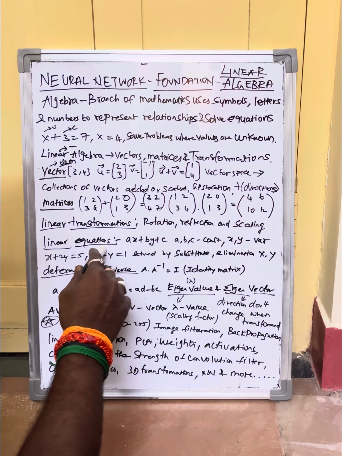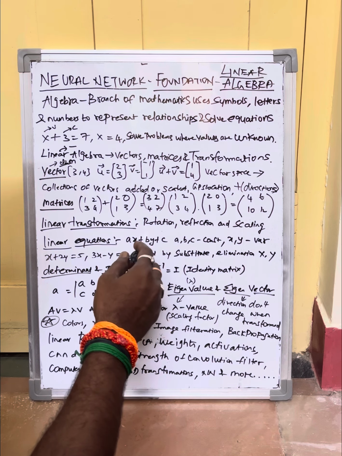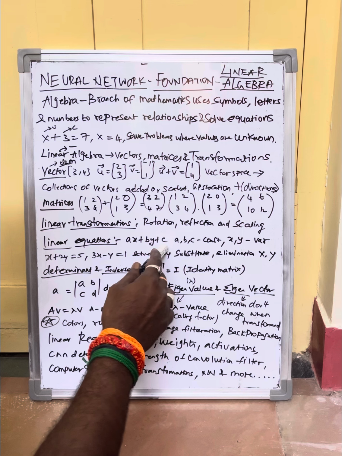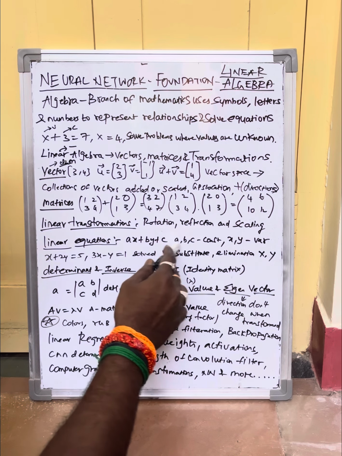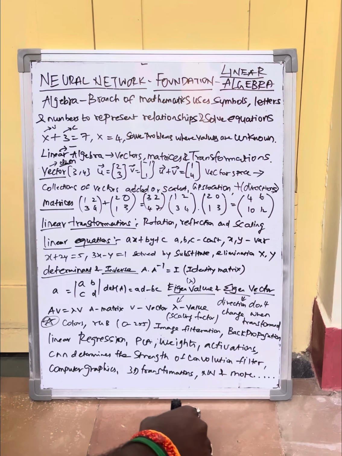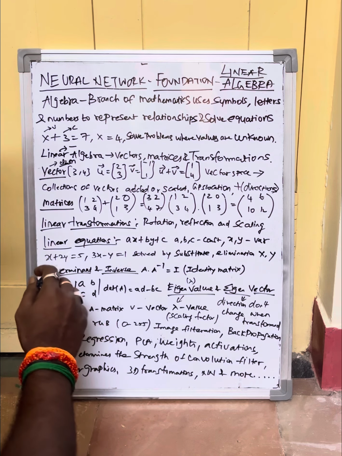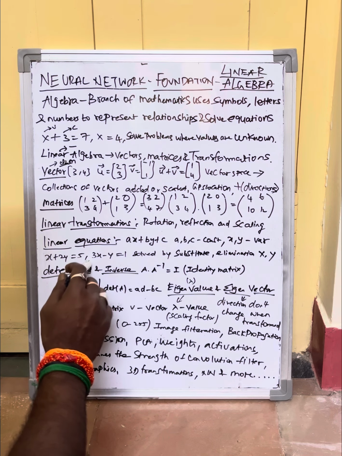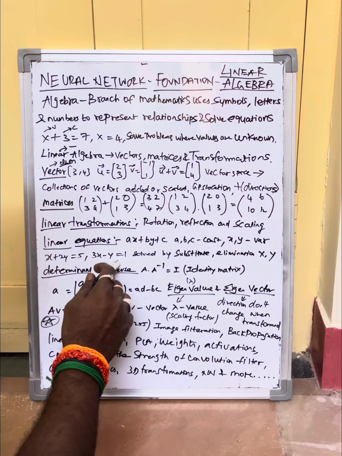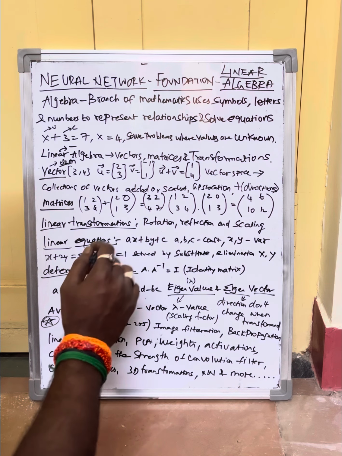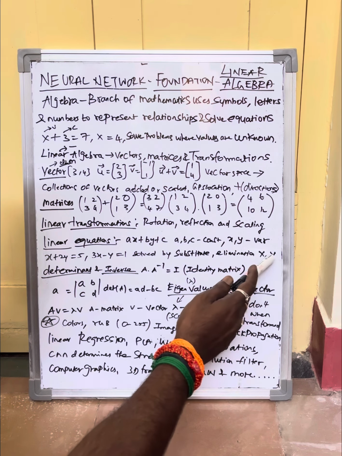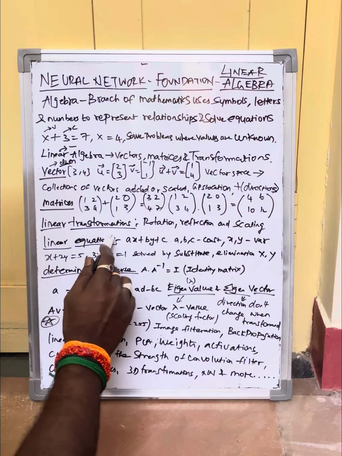In linear equations, what we are trying to do is ax + by = c. From this equation, a, b, c are constants and x, y are variables. Say, for example, x + 2y = 5 and 3x - y = 1. From these two expressions, we can find the values of x and y by the substitution or elimination method.